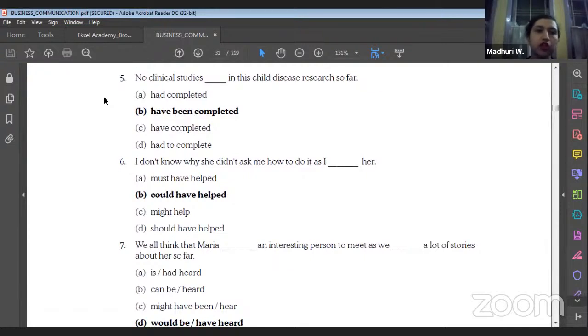Number five, no clinical studies dash in this child disease research so far. Had completed, have been completed, have completed, had to complete.